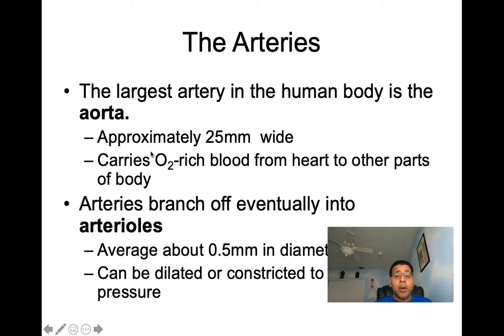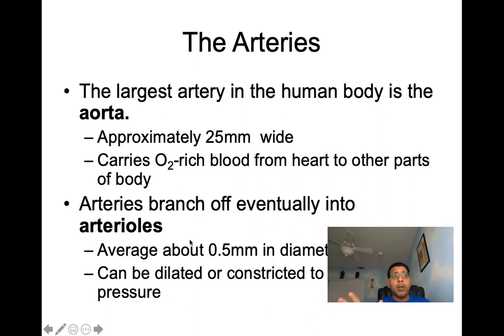And we'll see the aorta, along with all other arteries, is going to carry oxygen-rich blood away from the heart to other parts of the body. Smaller arteries are going to branch off of the aorta, leading to even smaller branches that are eventually known as, we said, the arterioles. So arteries are going to branch off eventually into arterioles.